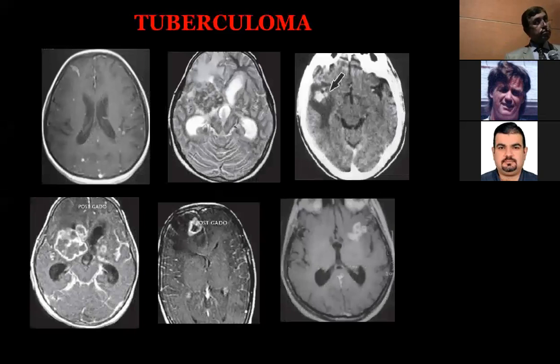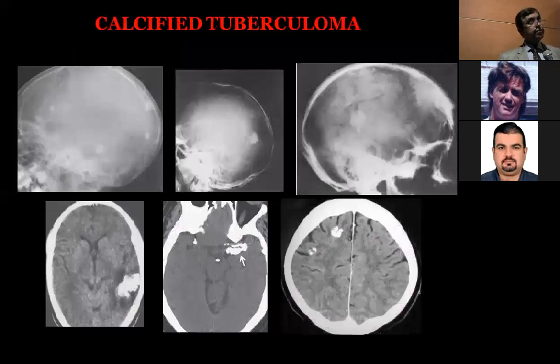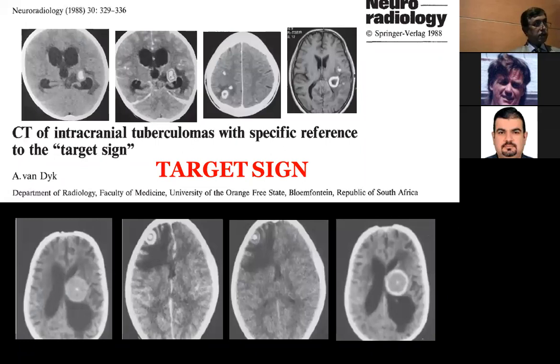Various kinds of tuberculomas, small and large. Look at this here. You may mistake it for a glioma. And they can get calcified. We are forgetting about the value of a skull X-ray. No more people are asking for a skull X-ray as a preliminary test. It can give you a lot of clues, especially from the sellar area. So they can get calcified. And they show what they call the target sign, just like a target, because of the calcification, whether on CT or MRI.